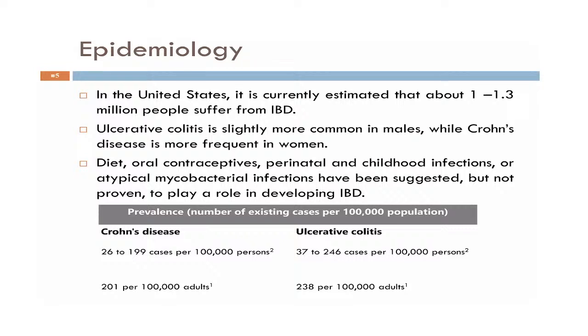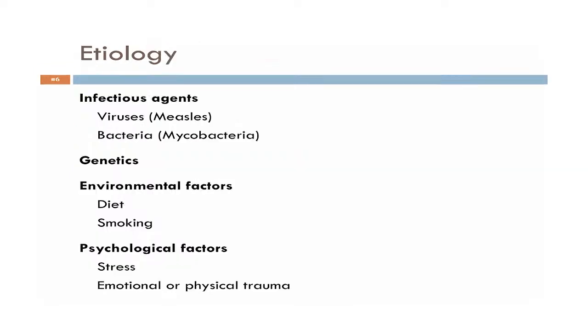Prevalence per 100,000 persons, Crohn's disease is 26 to 199 cases, while in ulcerative colitis it is 37 to 246 cases. This is the data combining the adults and children. If you see the adult data, it is 201 per 100,000 adults in Crohn's and 238 in UC.